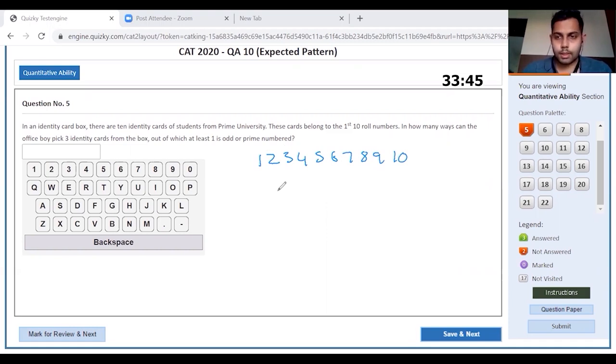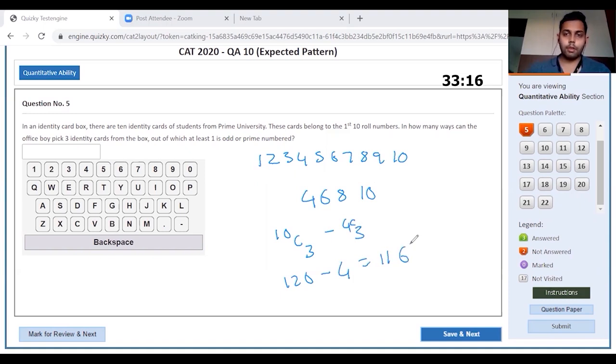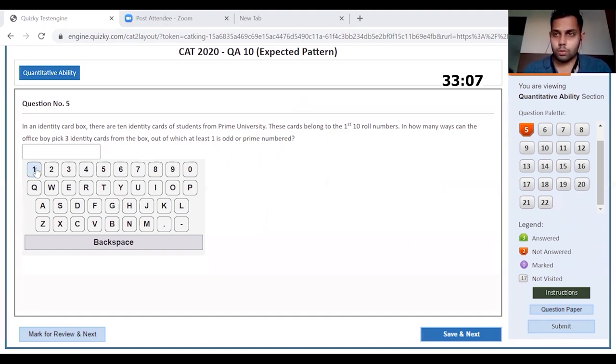Okay, then let's negate the case. In the case where none of it is odd or prime, okay, odd, prime, odd, not prime. So 10C3 will be total ways, 120, that is, right? Minus 4C3, which is 4. So our answer will be 116 ways, where at least there is a prime or an odd number. So 116. Okay, move ahead.